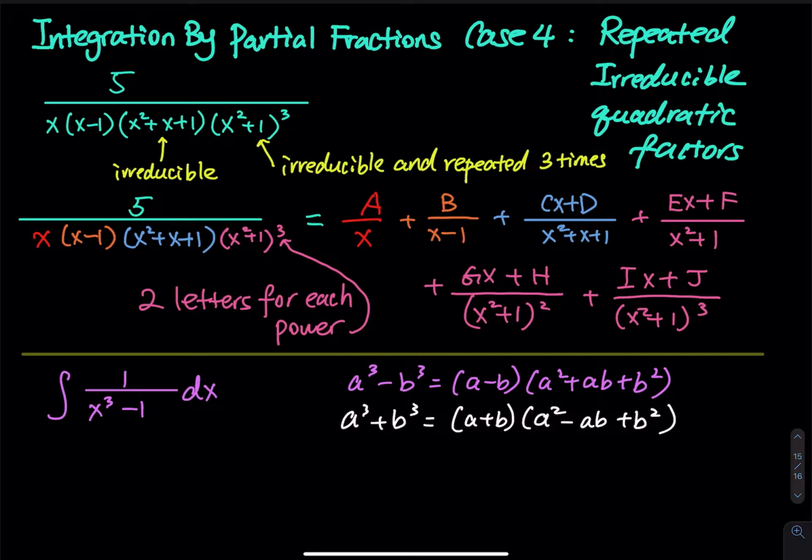And here comes the trouble. The last one is irreducible and it is repeated 3 times. So if for no repetition we use 2 letters, for the power 1, power 2, and power 3, we have x squared plus 1 raised to the first power, and on the top we have Ex plus F, 2 letters. And then for the second power, we use another 2 letters, G and H. And then for the third power, we use another 2 letters, I and J.